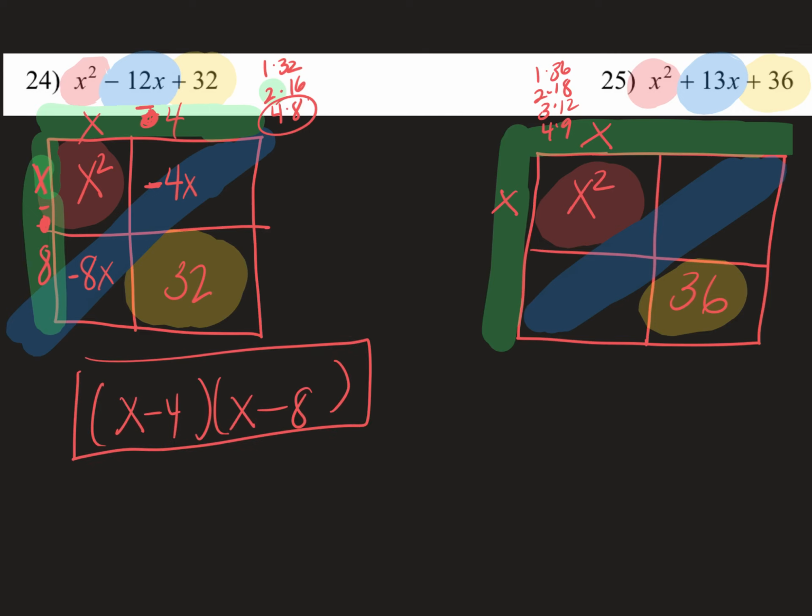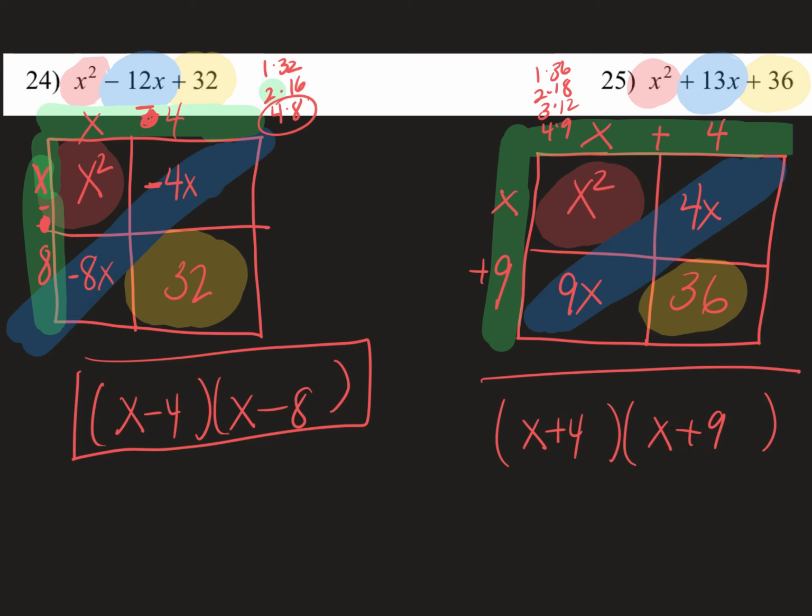That's what works. And then the last one, I'm going to do positive 4 and positive 9, because I know 4 plus 9 is 13. Positive 4 times x is 4x. X times positive 9 is 9x. 4 times 9 is 36, so that's all correct. And then 9x plus 4x does give me 13x. So this is my product, x plus 4 times x plus 9. A product of x plus 4 and x plus 9.